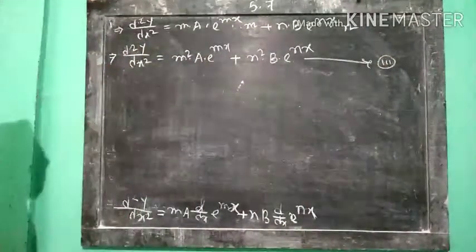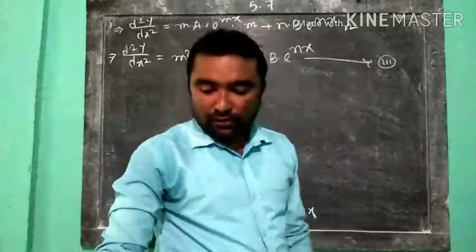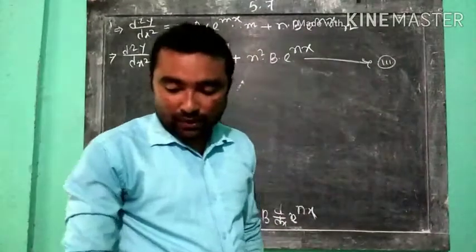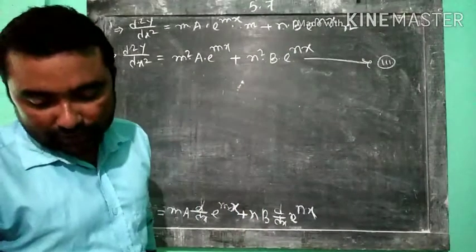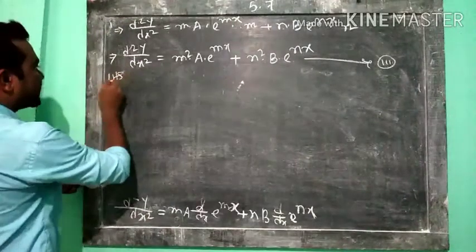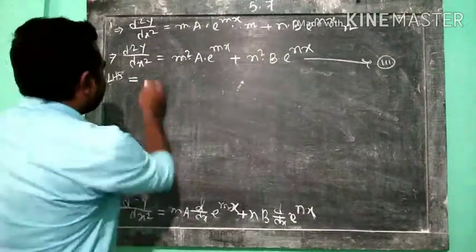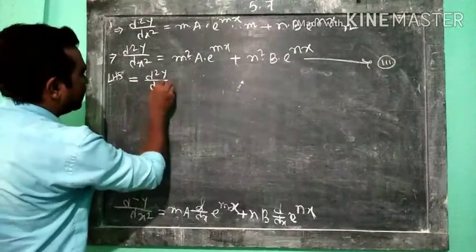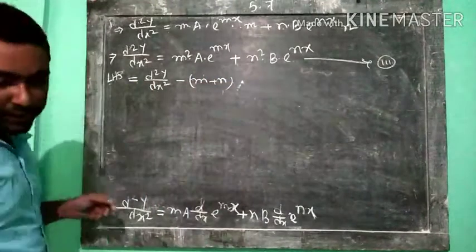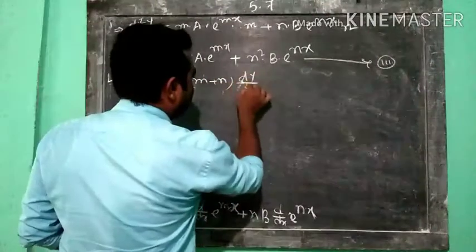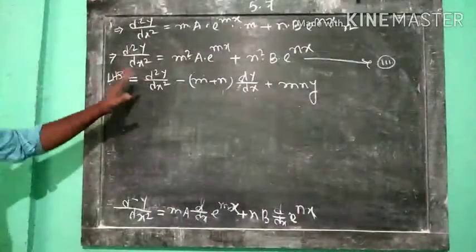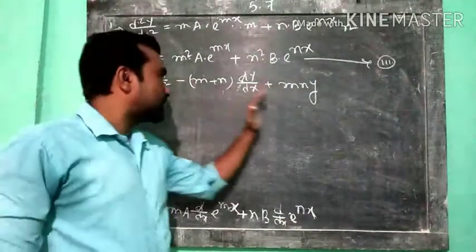Now we are going to prove that d2y/dx2 minus (m plus n) into dy/dx plus mn y equal to 0. Now taking the left hand side, the left hand side is d2y/dx2 minus (m plus n) into dy/dx plus mn y. Now we are going to show this is equal to 0.